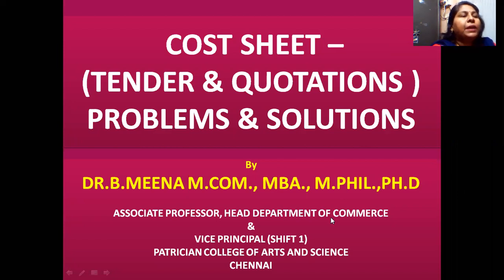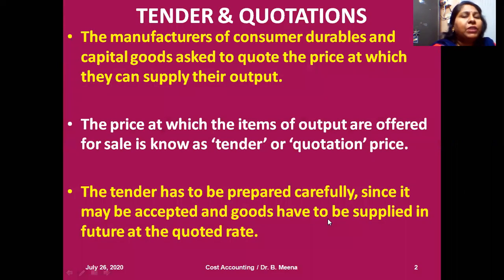Before knowing the preparation, how to do the procedure, let me check what is tender, what is quotation, the meaning. Look at the slide. The manufacturers of consumer durables and capital goods are asked to quote the price at which they can supply their output. The price at which the items of output are offered for sale is known as tender or quotation price. The tender has to be prepared very carefully since it may be accepted and goods have to be supplied in future at the quoted price only. Later on, you cannot change the quotation.